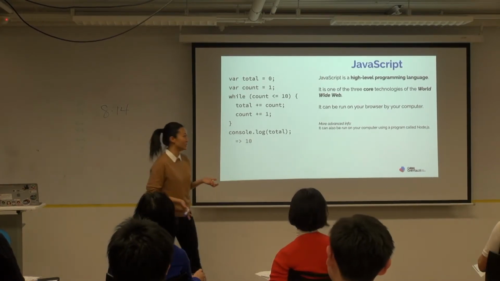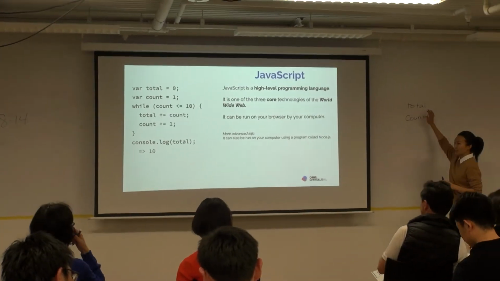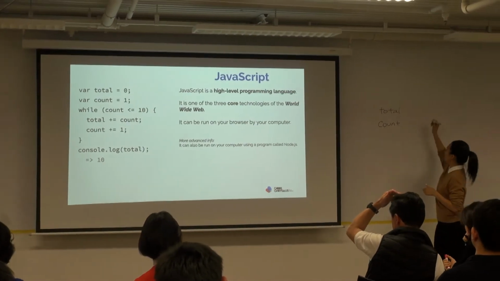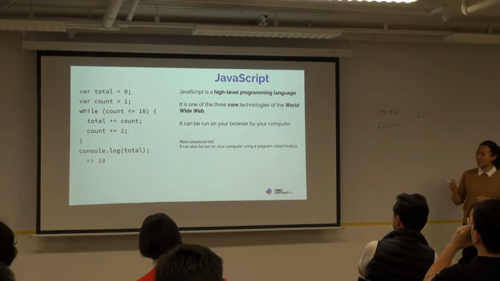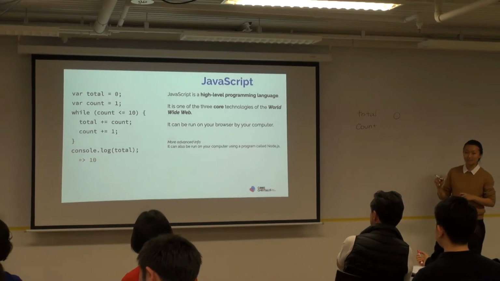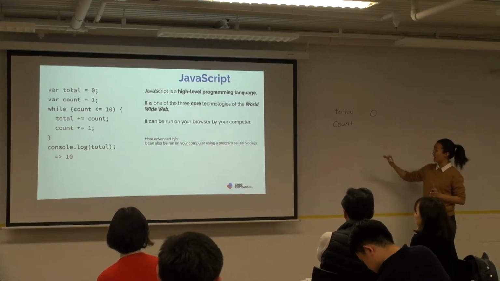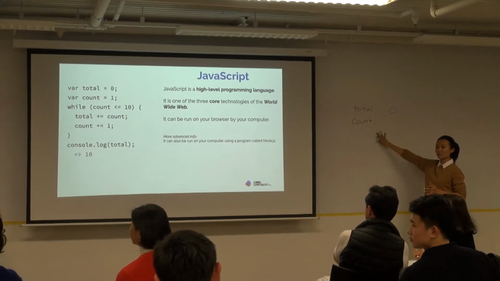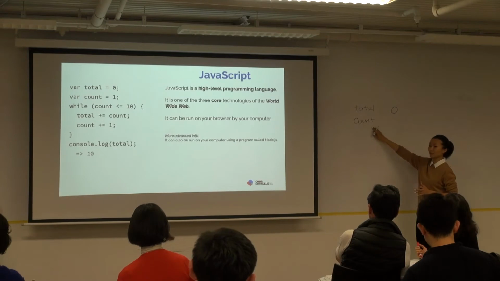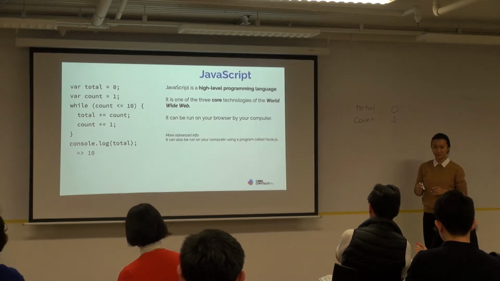Telling the computer, let's create a variable total and have it be equal to 0. Okay. What happens on the second line? Count is equal to 1. Make a variable count. Can you all see this? Okay. Make a variable count and set it equal to 1.